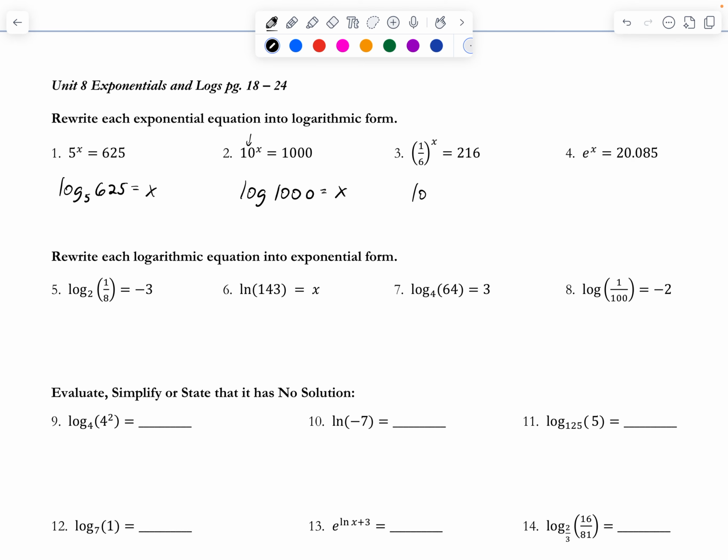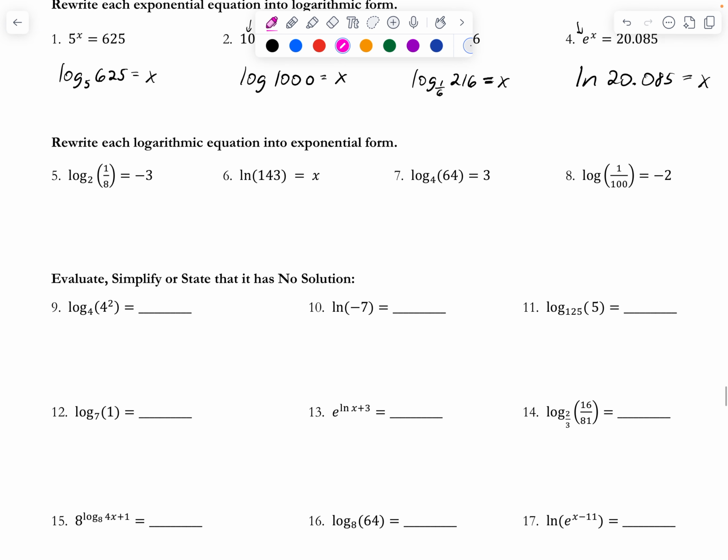Next one, log base 1/6 of 216 equals x. And then this number 4, if the base is an e, you're going to use natural log of 20.085 equals x.